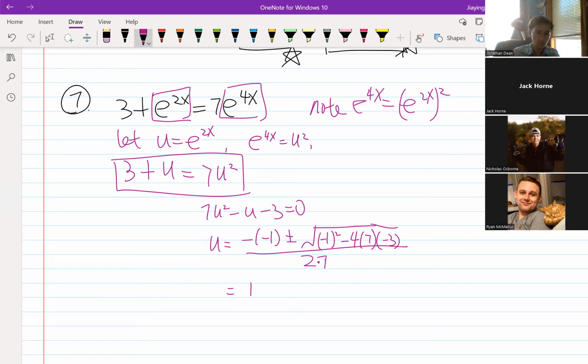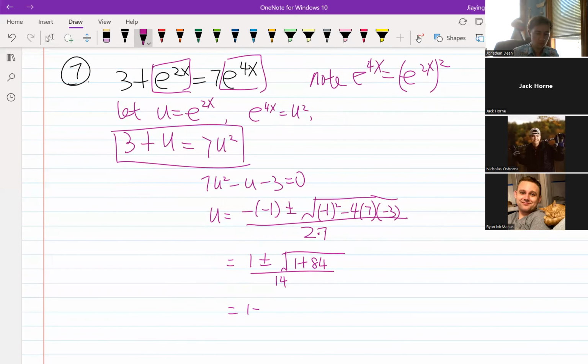So we get u equals negative negative 1, which is positive 1, plus or minus the square root of 1 squared, so that's a 1, plus 4 times 7 times 3. So 1 plus 4 times 7, 28, times 3. I think that's 84, all over 14. So we got u equals 1 plus or minus the square root of 85, over 14.